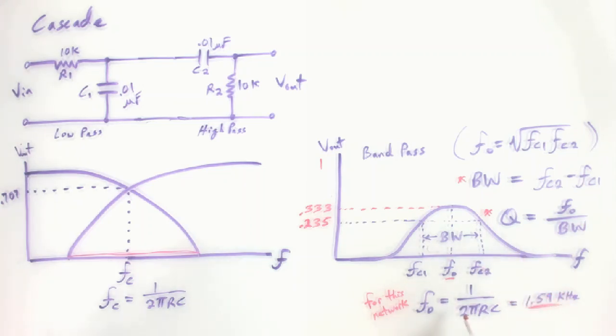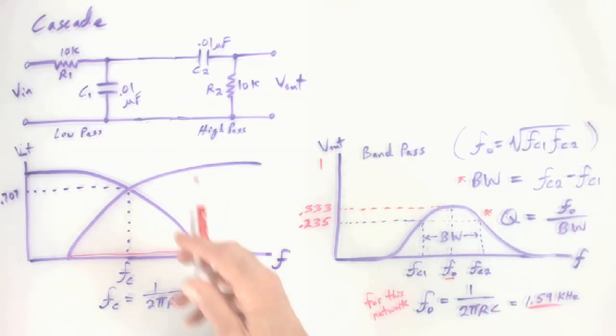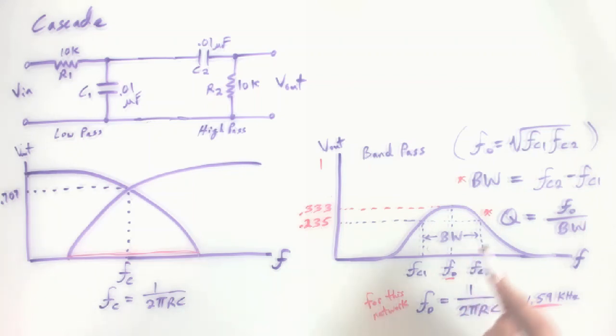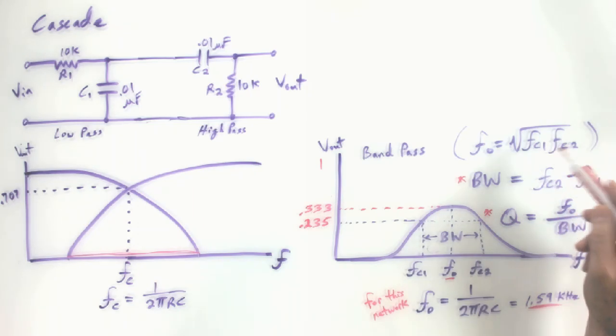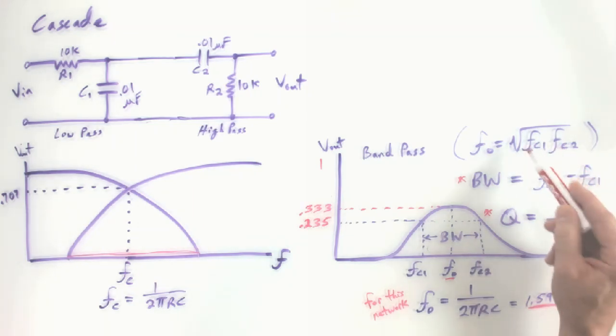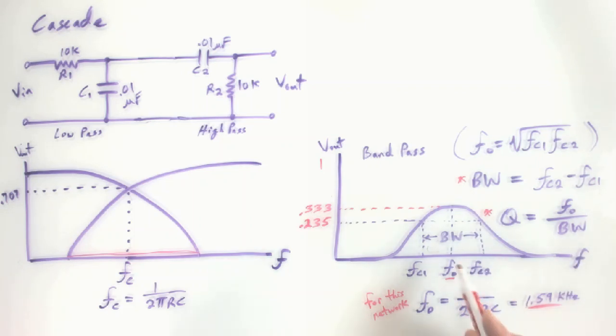We had said for this network our center frequency is just this 1 over 2 pi RC, but that's because of the simplistic nature of the circuit. The generic one for finding center frequency is the product of the two side frequencies, square rooted. That's going to put you right in the middle of this if this is a logarithmic scale. So if this is 100 hertz and this would be 10 kilohertz, you'd be right here at 1 kilohertz for your center frequency.